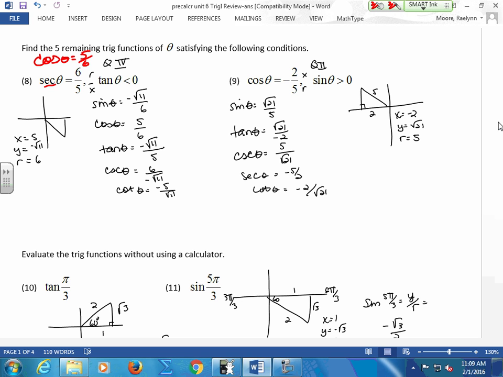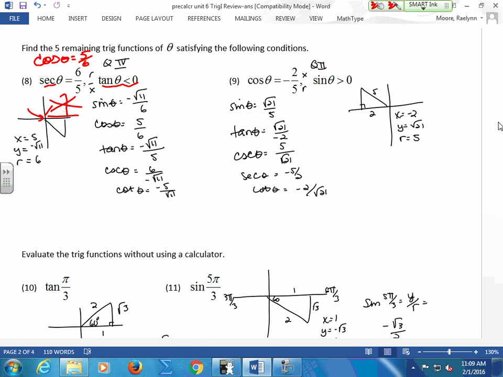Now, cosine is my x. It could be positive in 1 or 4. So how do I know? I gave you a little bit more information. Out of those two quadrants, where is tangent? Negative. Less than 0. Negative. Out of 1 and 4. Everybody's positive in 1. So in 4. So I don't want this guy. I just want quadrant 4.